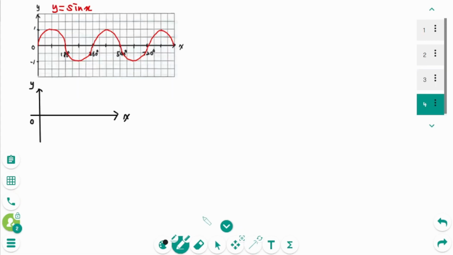Now, let's consider the situation without the grid paper. Can you just try one cycle? Concave down and up. Then label the degrees. 180 degrees, 360 degrees, and 1, minus 1. This is y equals sine x.